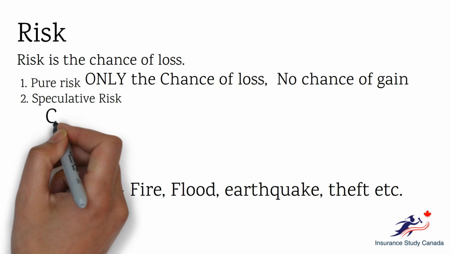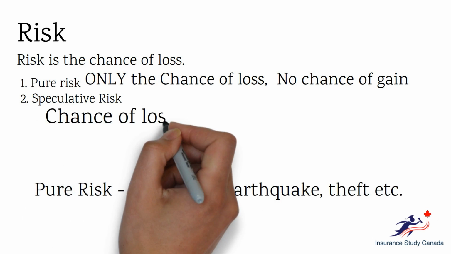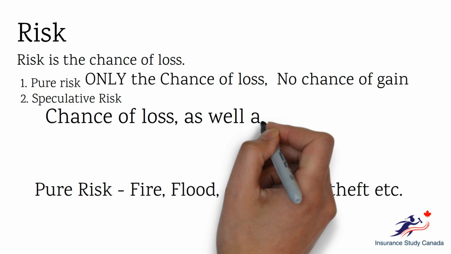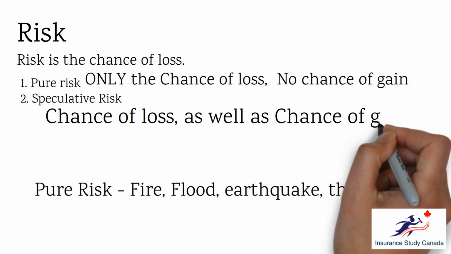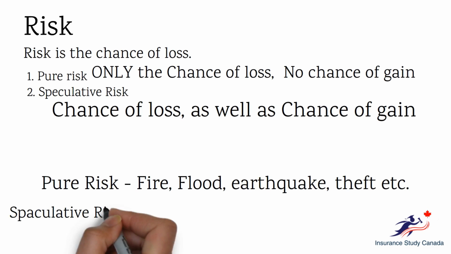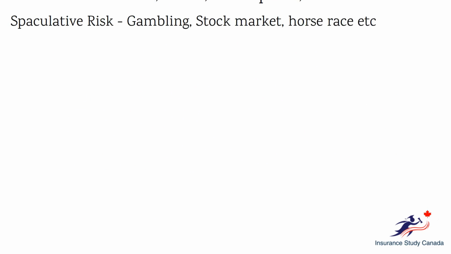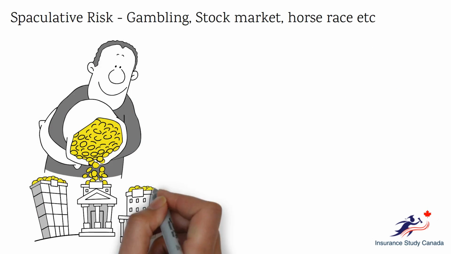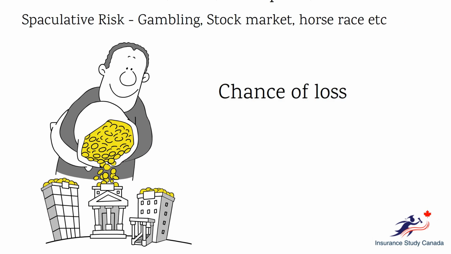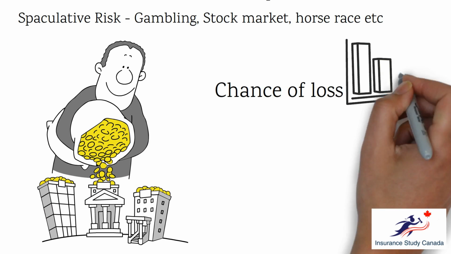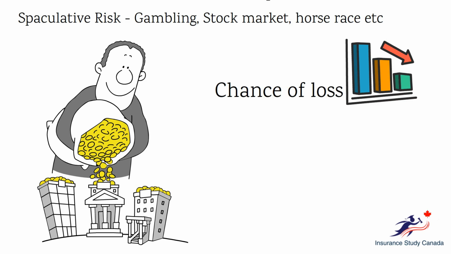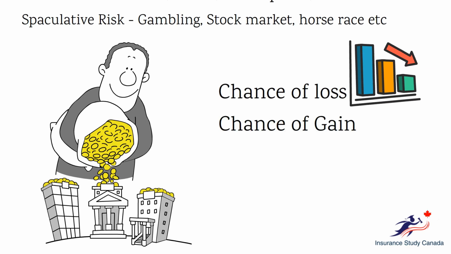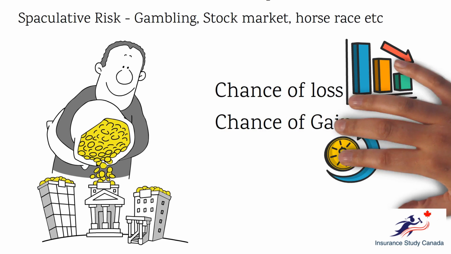And if we talk about speculative risks, there is a chance of loss as well as a chance of gain. For example, gambling, stock market, horse race, etc. Suppose a person invests in the stock market, there is a risk of loss of money, as well as a chance of a profit. So it's a speculative risk.